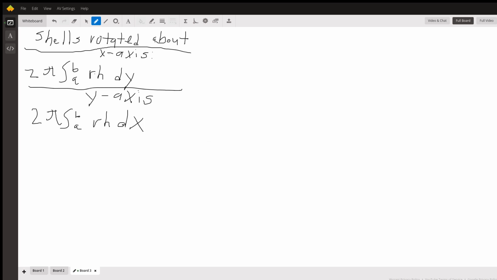And then we have shells. Shells rotated about the x-axis is going to be 2 pi times the integral from a to b of r h dy. Rotated about the y-axis is 2 pi times the integral from a to b of radius times height dx. So r is the radius and h is the height.